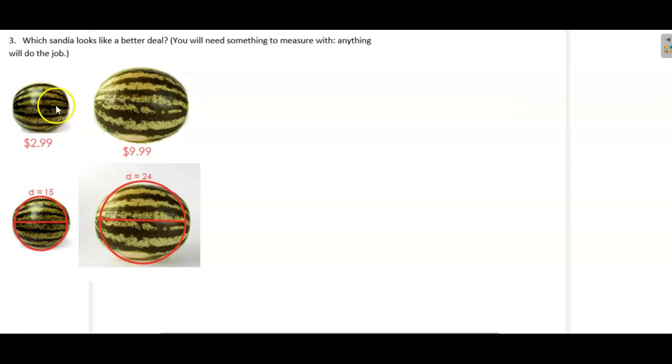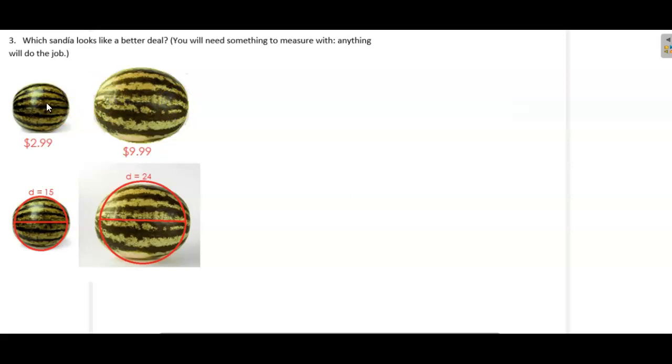Here's a little sandia for $2.99, the big one for $9.99. Now, which looks like a better deal? I guess we want price per volume. Now, this shape is similar to a sphere. So I'm going to use the formula for spheres to compare which one has obviously the bigger volume. This is $2.99 or about $3 for this small one, and then this is $9.99, which is $3. This is well over 3 times as much money. So the question is, is it more than 3 times as big? So let's take a look at that.